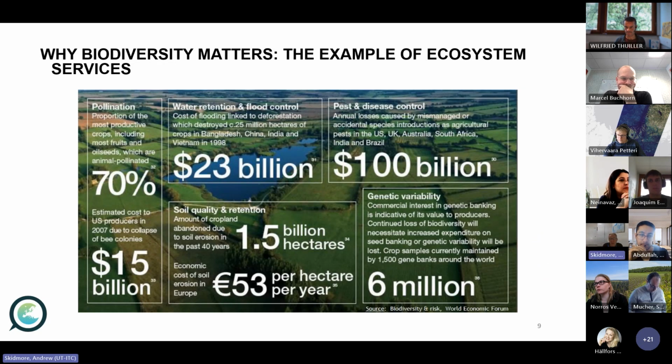There's ecosystem services, and these are just some of the estimates of the value of ecosystems and biodiversity: water retention, flood control, soil quality, pest and disease control, genetic variability, pollination, and so on. So scientists have come up with quite substantial estimates about the value of ecosystem services.